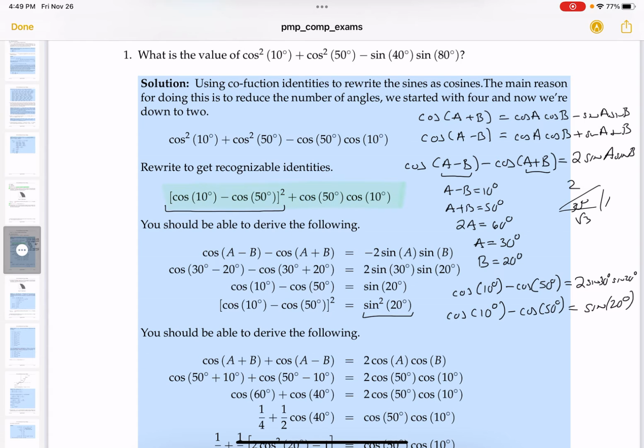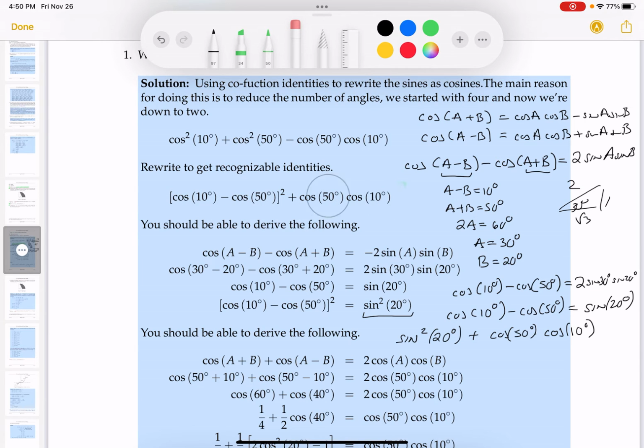And so maybe I should write that down for you. So it's going to be sine squared 20 degrees plus cosine 50 degrees cosine 10 degrees. All right? And I want to concentrate on what I need to concentrate on. So I'm kind of done. Get my eraser out. I'm done with this. And I want to move on.